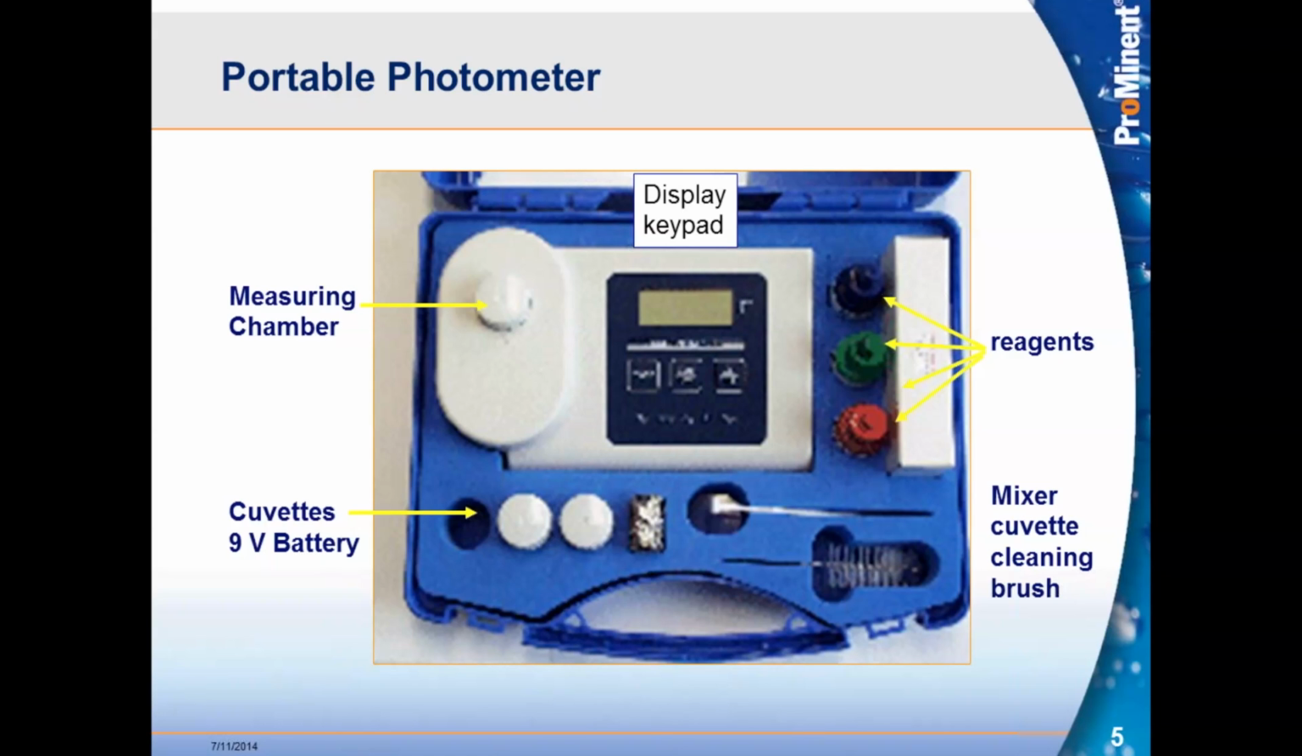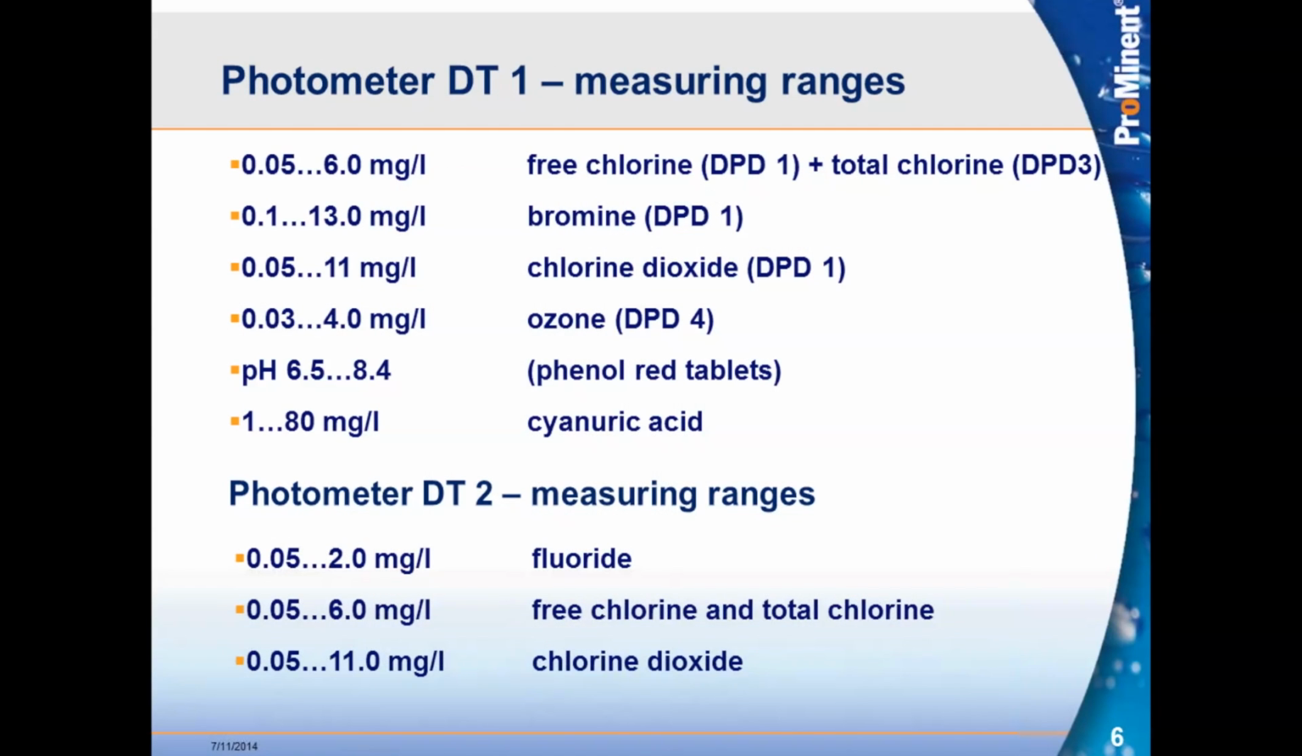If you're selling a package where you're selling the pumps, you're selling the controller, hey, can I get you something to help with your calibration needs out in the field as well? So the DT1, which is a very common unit, you can see at the very top, it could do calibrations for free and total chlorine up to 6 milligrams per liter, or 6 parts per million. And that is a pretty good range. You don't see above that too often.